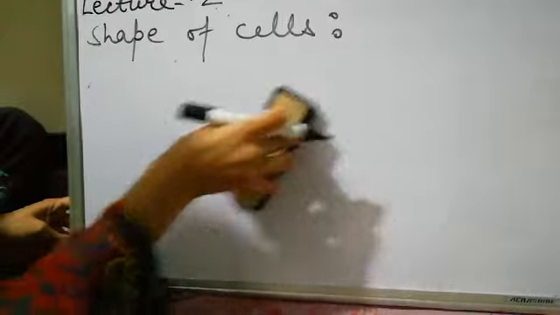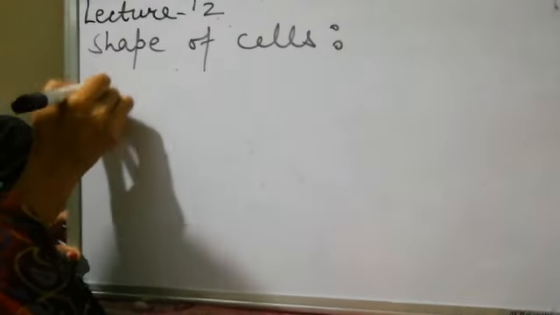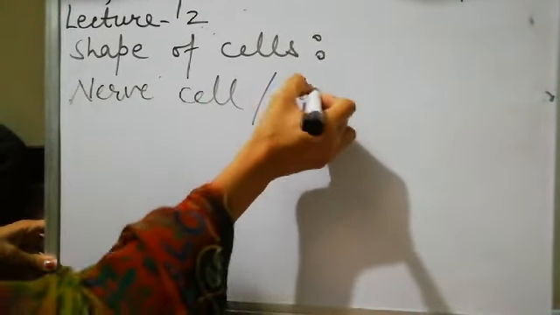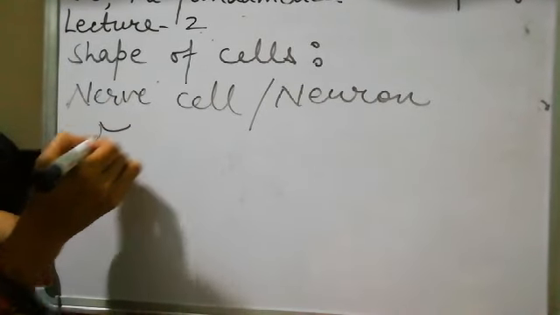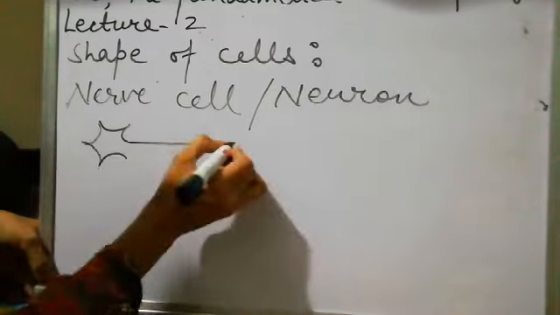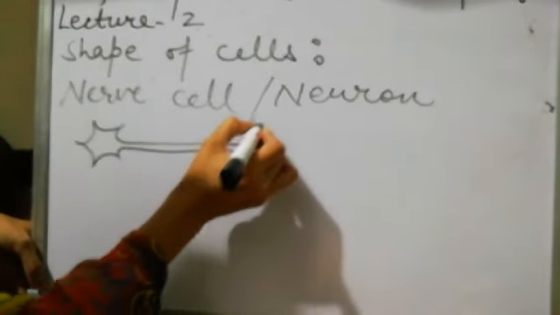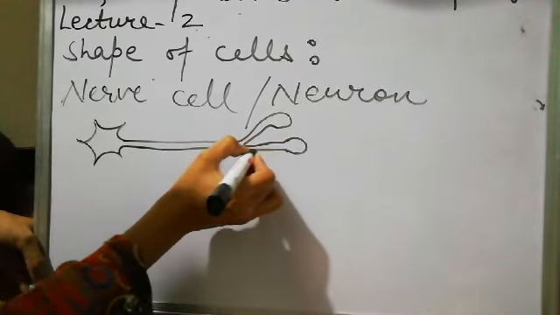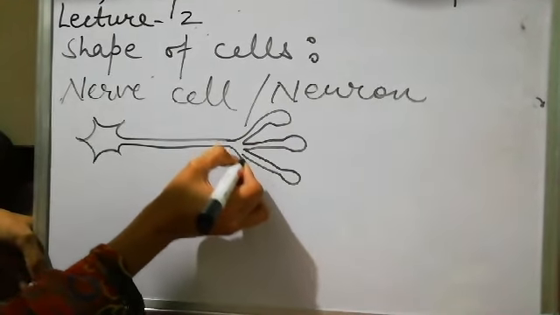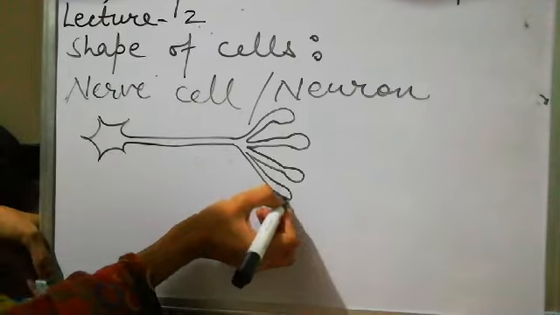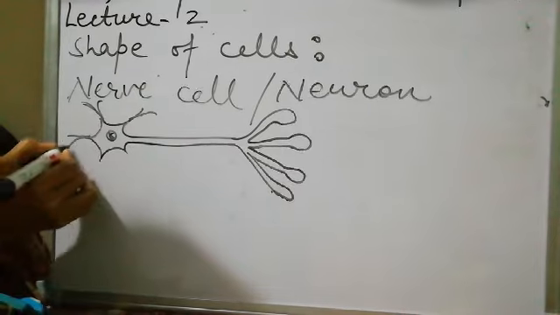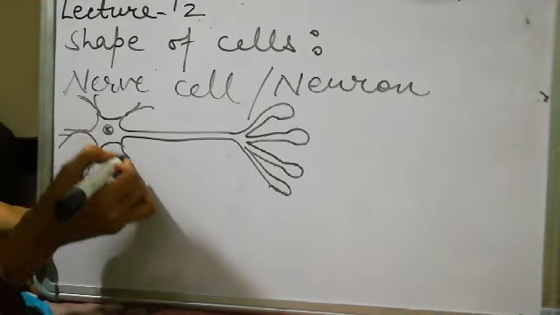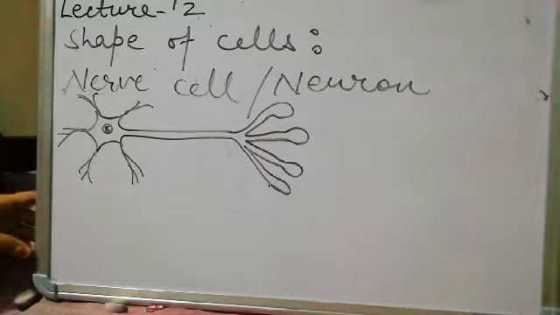But some cells have a fixed shape. For example, our nerve cell, which is also known as neuron. It has a typical shape which I am drawing here. About that cell we will learn in detail in the next chapter, Tissue, subtopic nervous tissue.